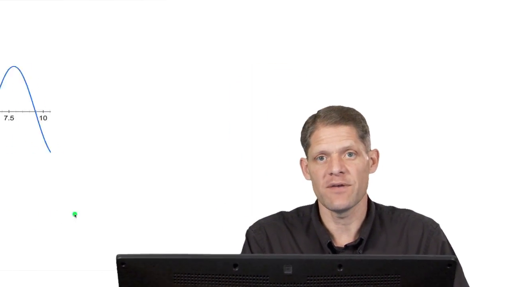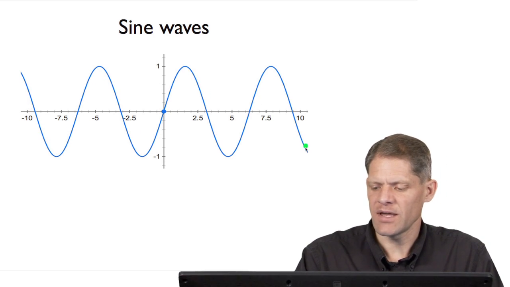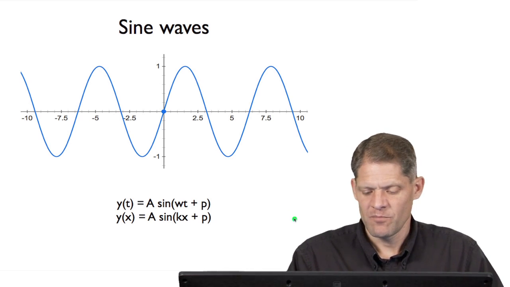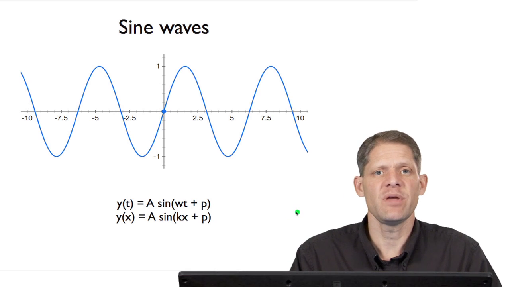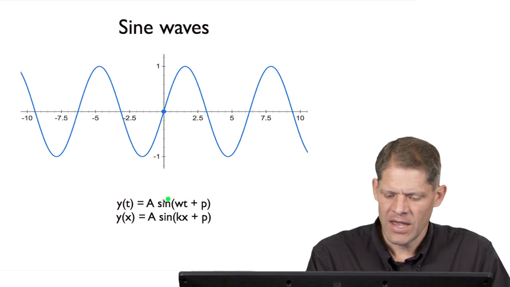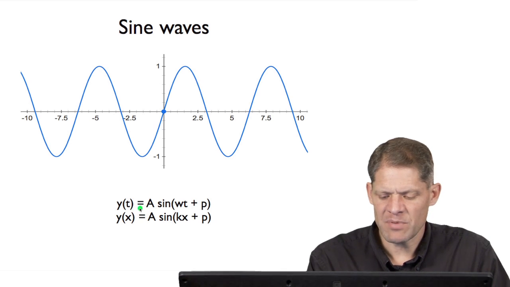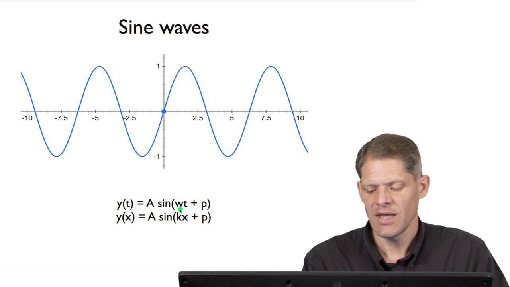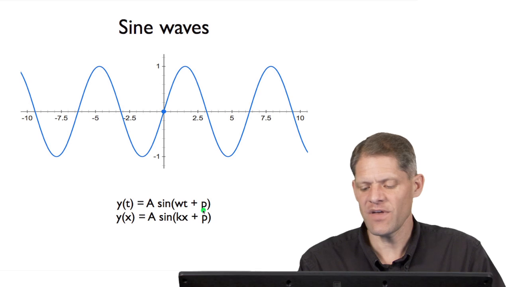So let's get started by reviewing the basic properties of sine waves. So here's a sine wave being plotted against coordinate systems. And I haven't labeled the axes because there are at least two different variables that commonly appear in the arguments of sine waves. In the first case, the sine wave, y of t, might be equal to A, an amplitude, times the sine, and then the argument is omega, some frequency, times time, plus a phase shift.